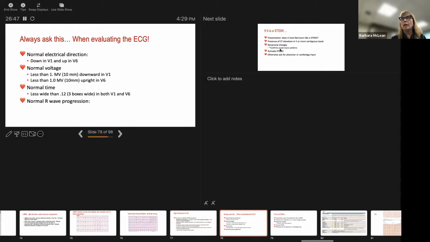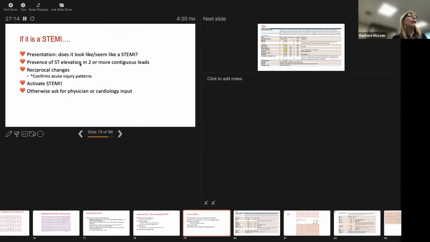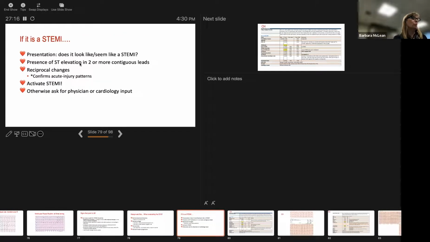So again, remind yourself, whenever you're looking at an EKG, choosing your chest leads first. Normal electrical direction should be down in V1 and up in V6, meaning the current of depolarization is primarily downwards in V1, primarily upwards in V6. Normal voltage, less than 10 millimeters up and 10 millimeters down, less wide than 0.12, and most important, normal R wave progression. And again, remember, does it look like a STEMI?